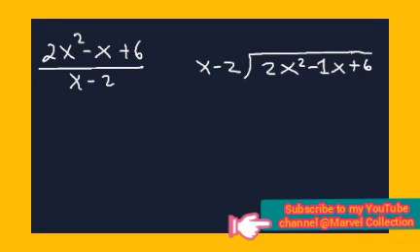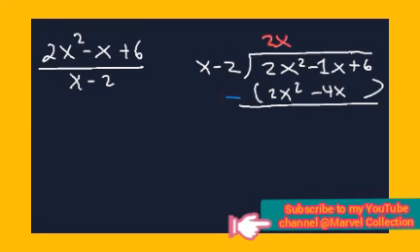So first, we're going to divide 2x squared by x. 2x squared divided by x is 2x. Now we're going to multiply. 2x times x is 2x squared. And 2x times negative 2 is negative 4x. And now subtract. 2x squared minus 2x squared is 0. So those two cancel. And then negative 1x minus negative 4x is the same as negative 1x plus 4x, which is positive 3x. 6 minus 0 is simply 6. So we can bring the 6 down.